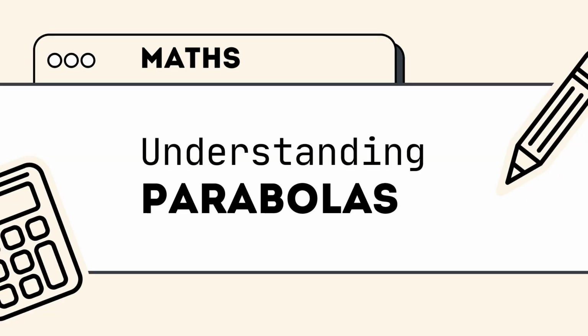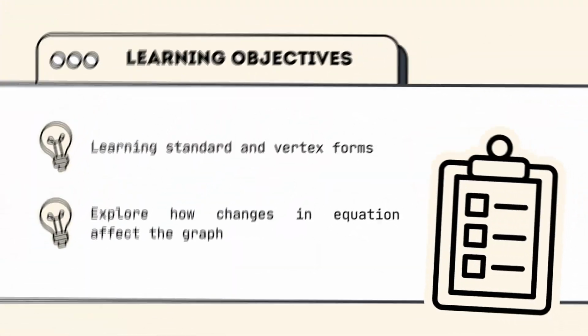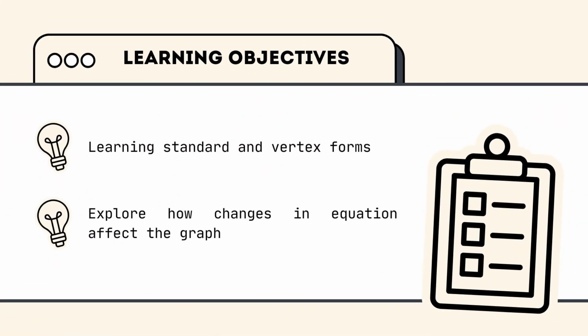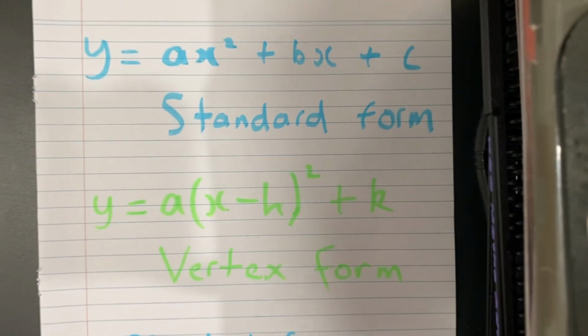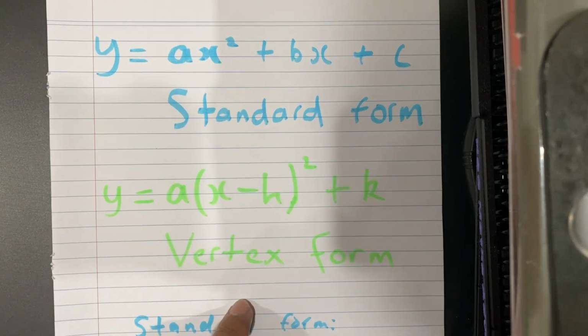Welcome to our introduction to graphing parabolas, where I'll be giving you a step-by-step guide to sketching parabolas. Today, we'll dive into two key forms of parabolas, the standard and vertex forms, and explore how changes in the equation affect the graph. We can describe parabolas in two main forms, the standard form and the vertex form.